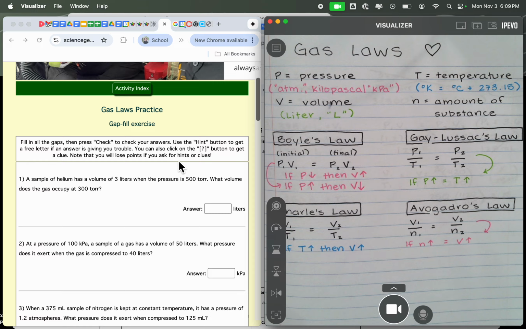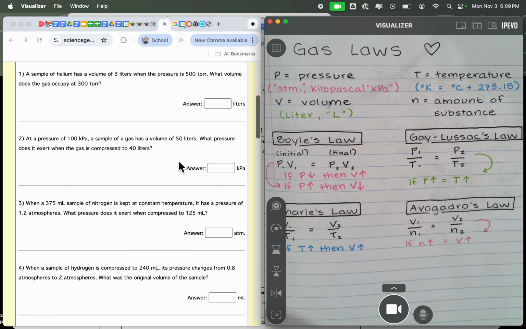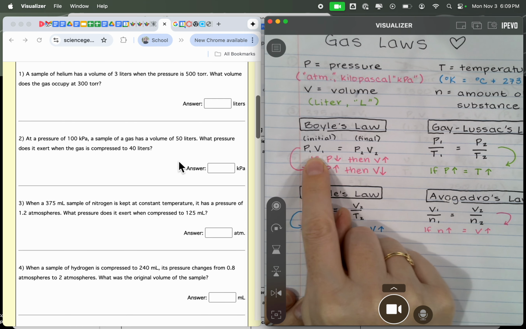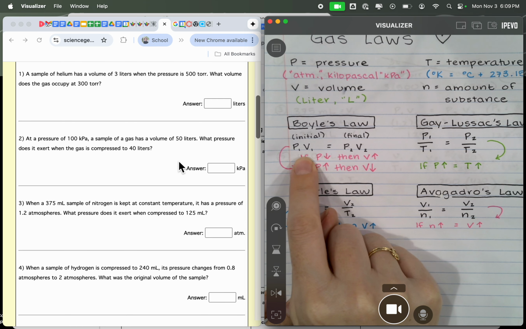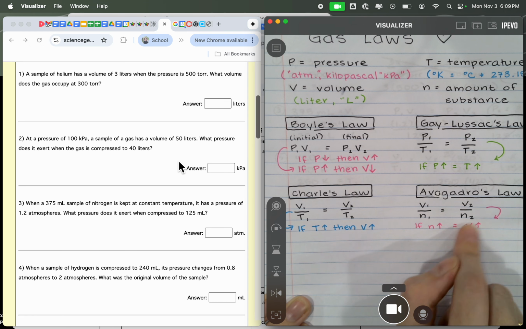Go. Your gas laws page might not look just like this, but you do have this page. So go on there and let's do some of these practice problems. Gas laws are pretty simple relationships. They each have two variables. We've got one for pressure and volume, one for pressure and temperature, one for volume and temperature, and one for volume and the amount of substance.